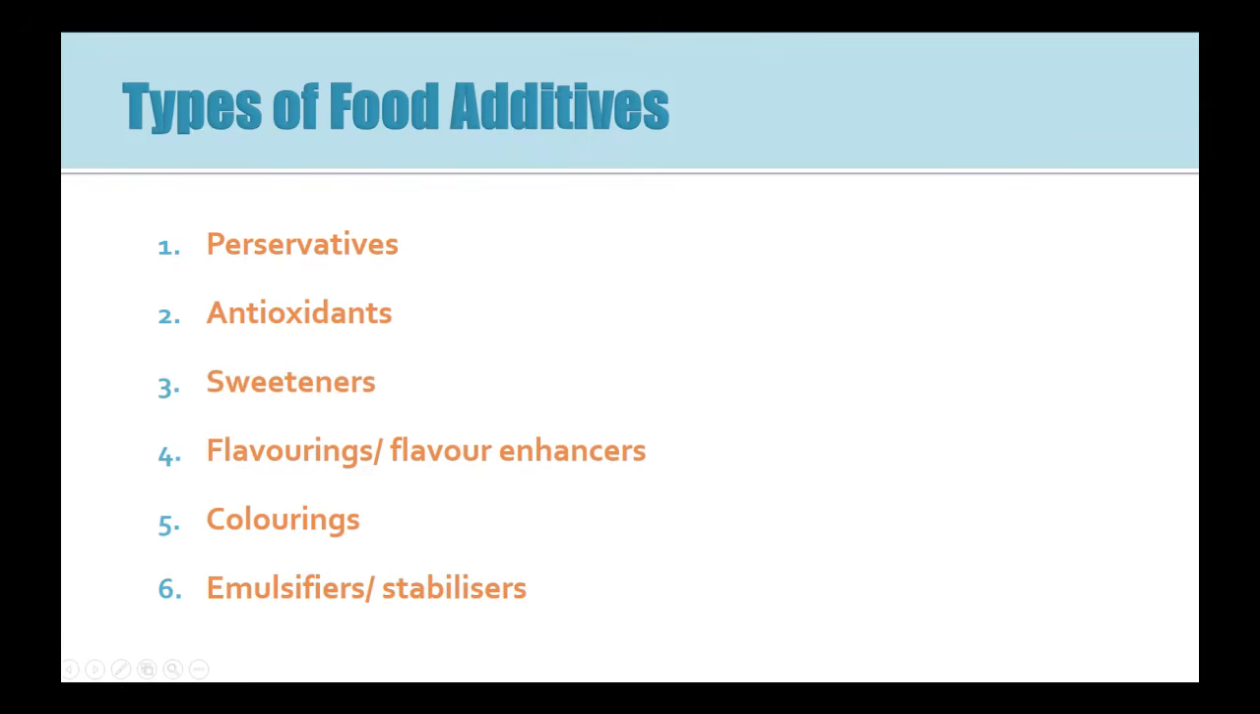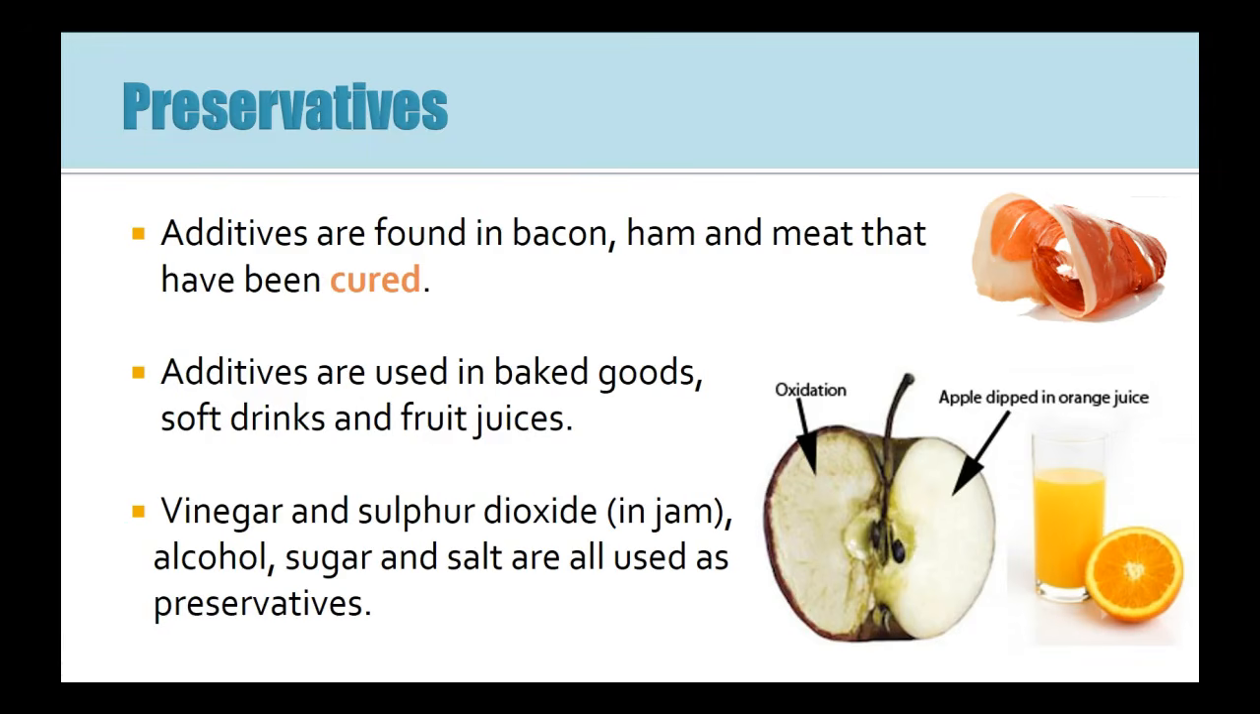So there are a bunch of food additives. So there are preservatives, antioxidants, sweeteners, flavorings, and color enhancers, and emulsifiers or stabilizers. So preservatives are obviously there to preserve the shelf life of food. So preservatives can be found in deli meat, which will be cured, so it's usually salt. They can be added to baked goods, soft drinks, or fruit juices, or some other ones, for example, are vinegar or sulfur dioxide.